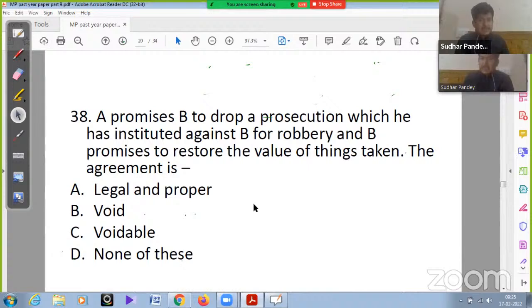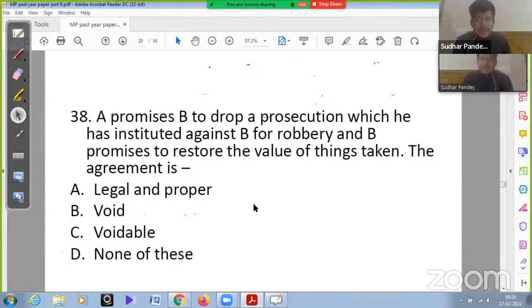A promises to drop the prosecution against B, which he has instituted against him for robbery, and B promises to restore the value of things taken. The agreement is: A, legal and proper; B, void; C, voidable; D, none of these. Question number 38, its correct answer is B for Bangalore, that is void.